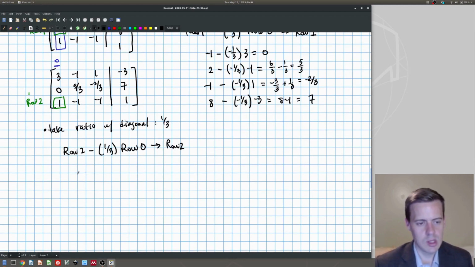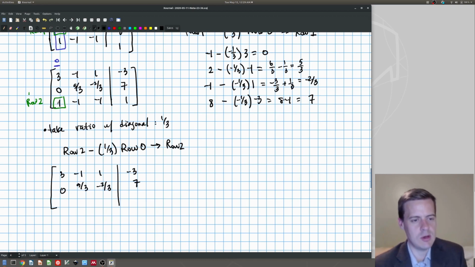Hopefully it won't take up so much space here. So let me just copy this down. 3, minus 1, 1, minus 3 over here, 0, 5/3, minus 2/3, 7. Okay, now I'm ready to do this one. So 1 minus 1/3 times 3 should be a 0. Perfect, that's what I wanted.